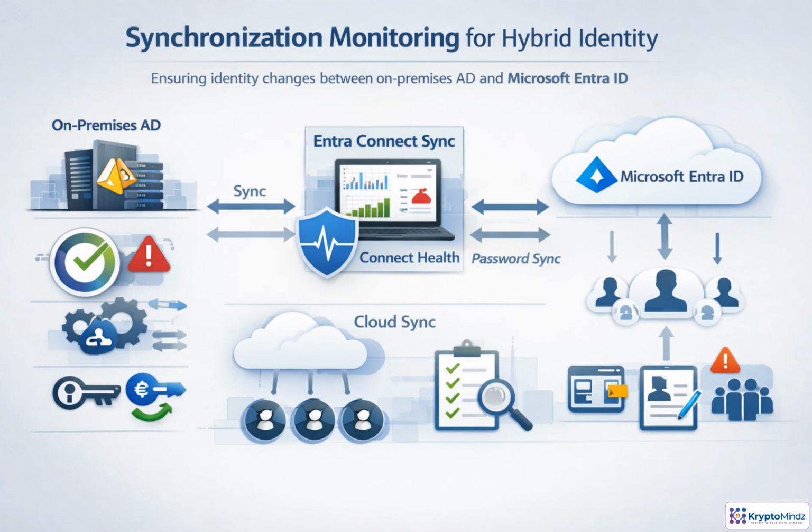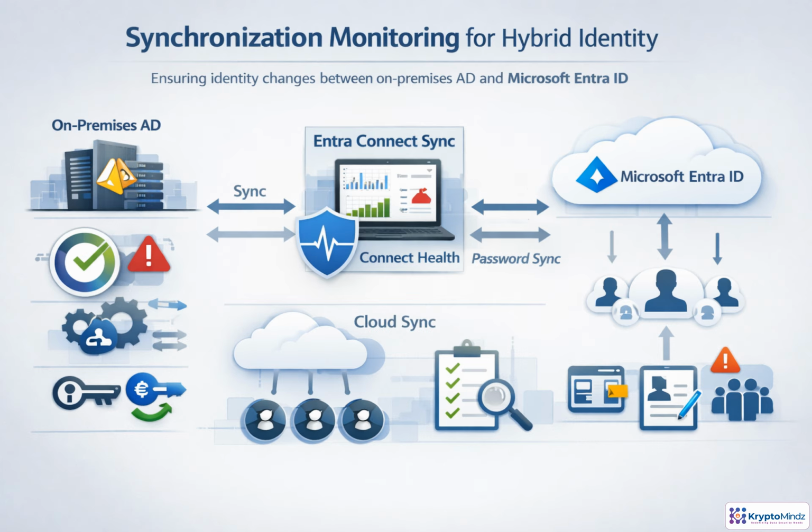Build views for each role so every team sees what requires action. In a hybrid identity model, synchronization is the control plane that keeps users, groups, attributes, and passwords consistent across directories. Monitor each cycle for success, but also look deeper. Import errors, export errors, object joins, attribute flows, and password hash sync or write-back issues.